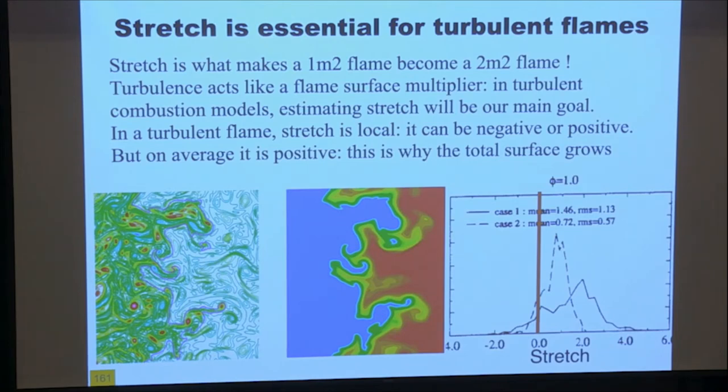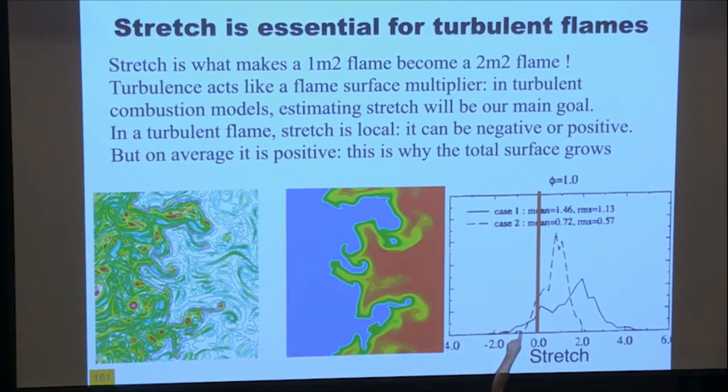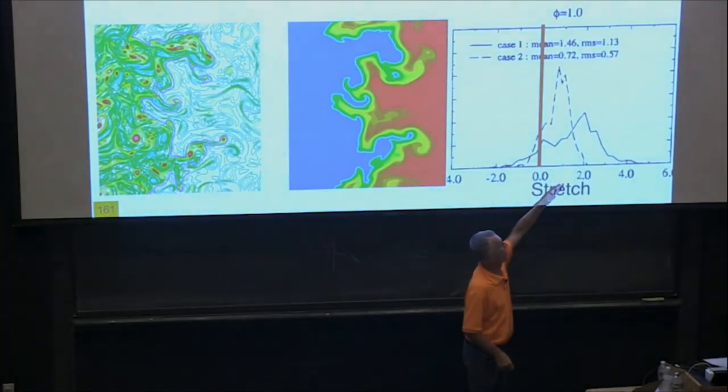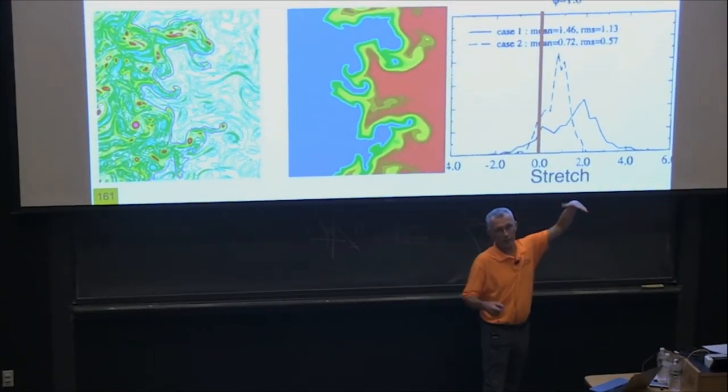Now, this is one of the oldest DNS that we did at Stanford 30 years ago, of stretch in this flame, actually. And this is the PDF of stretch. Okay, we'll talk about PDF also, I hope, before the end of the week. What is a PDF? It's like a histogram. So you take this flame, you go to this point, and you compute flame stretch. Okay, if it is positive, you go here, you put a plus one. If it is negative, you go here, you put one bin here. And then you add all of them, and it gives you a shape. This shape gives you the probability of having a certain value.